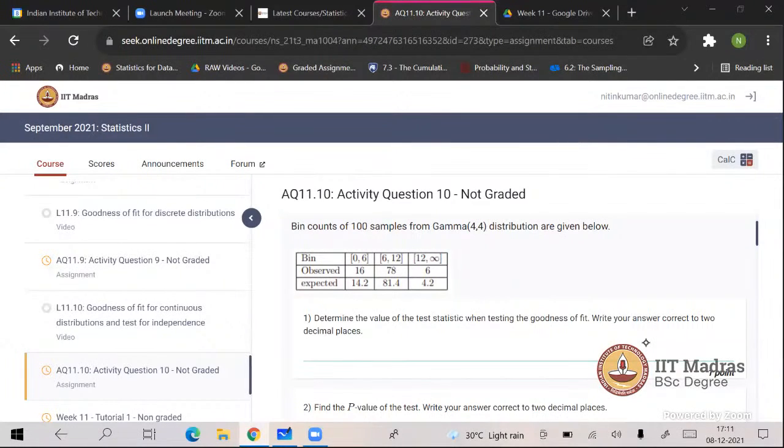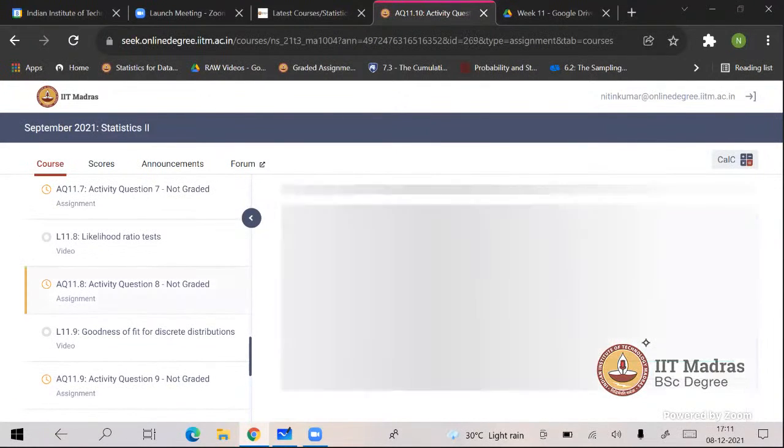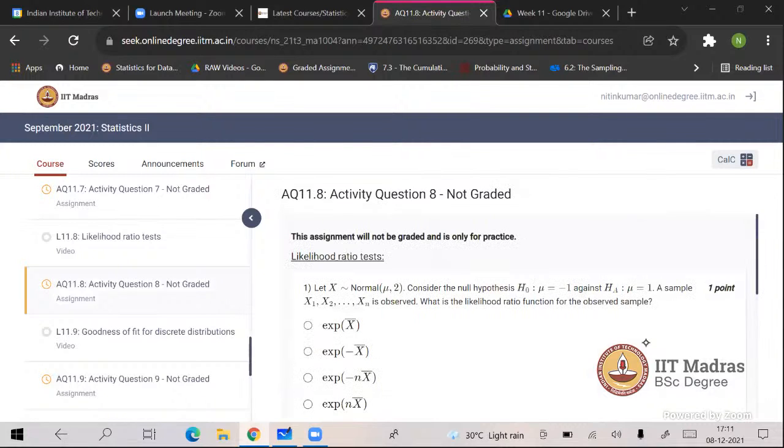So I have a question in mock set 1. So let me finish that question first. Week 11.8, question number 1. So how do you define the likelihood ratio test function? Here only, what is the likelihood ratio function, it is asking.